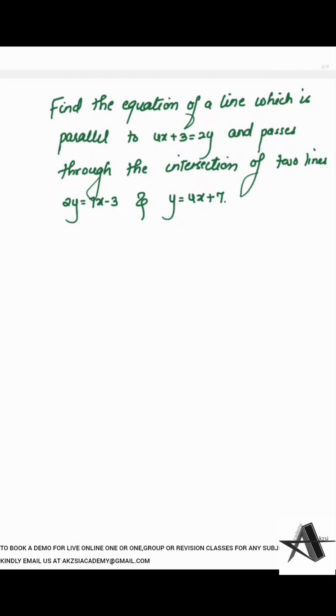This question says find the equation of a line which is parallel to 4x plus 3 equals y. That means at least we know what the gradient is going to be, and it passes through the intersection of two lines, this and this. So if I graph it to get a better idea, suppose these two lines are this and this.